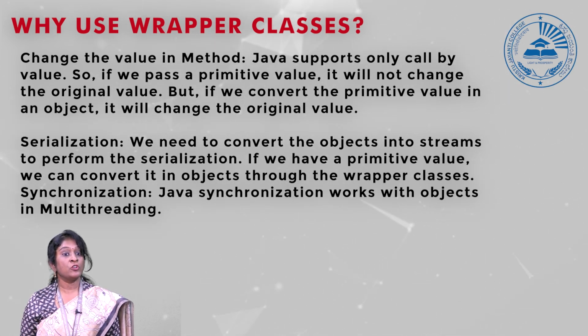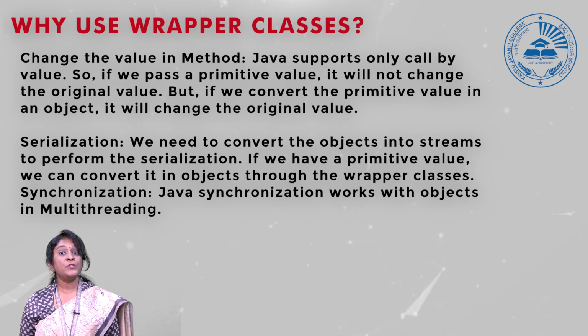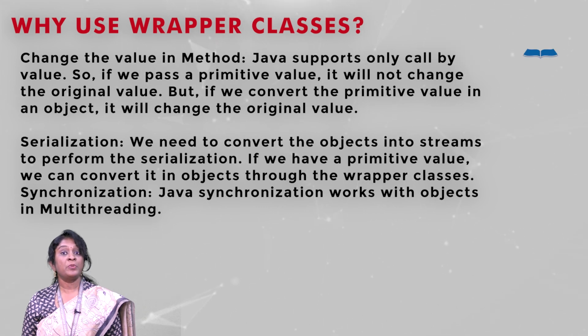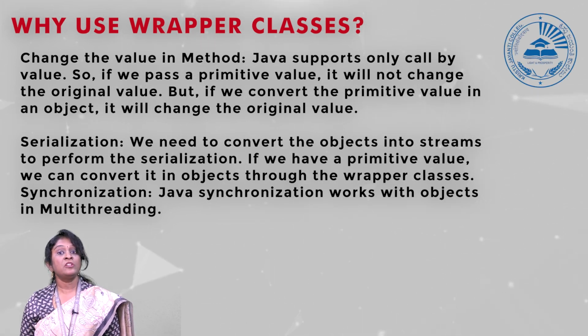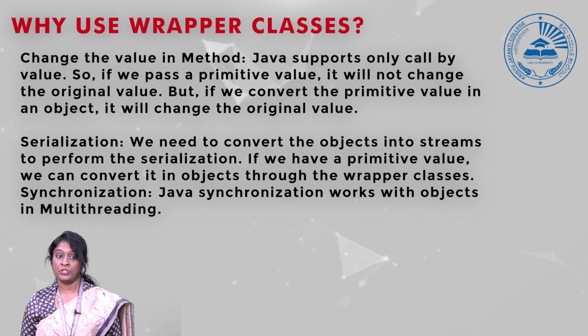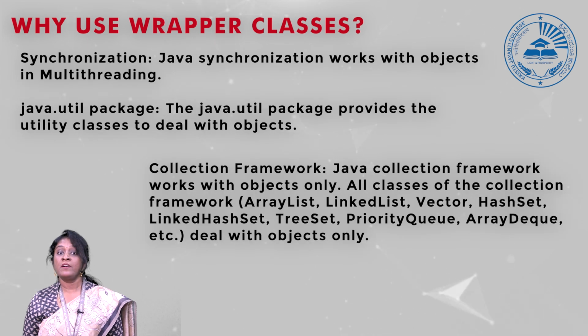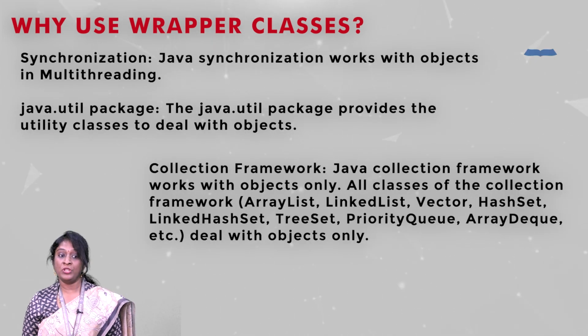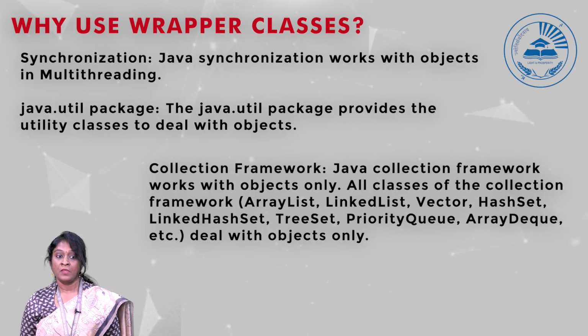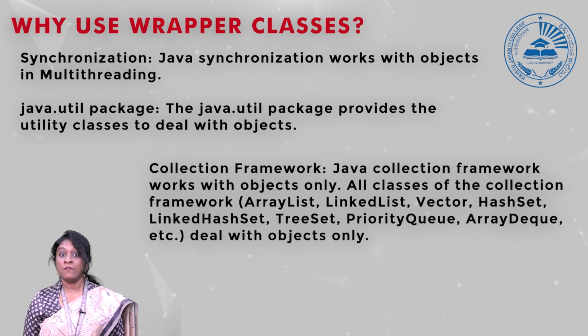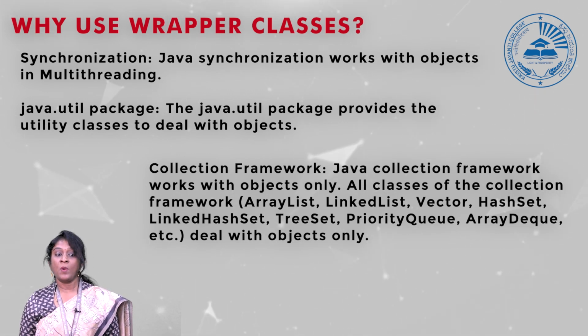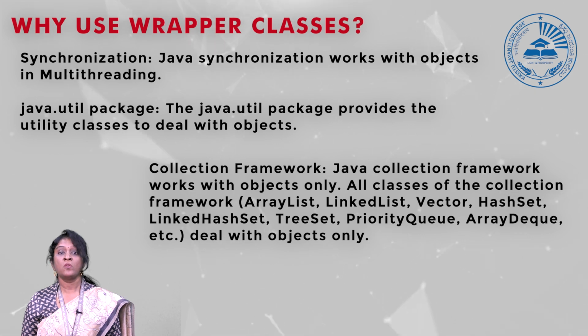The second reason is serialization, where we need to convert the object into streams. To perform serialization, if we have a primitive value, we can convert it into an object through the wrapper classes. The next one is synchronization. Java synchronization works with objects in multi-threading. The next one is the java.util package, which provides utility classes to deal with objects.